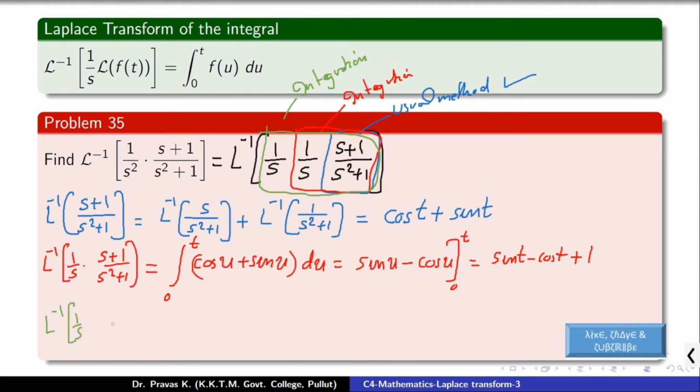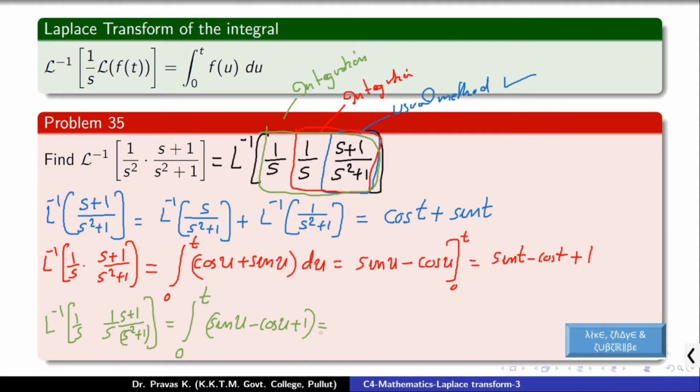Now how to do that problem? For that you just need to integrate the answer we just obtained from 0 to t, provided the variable has to be changed from t to u. That is, the answer is integral from 0 to t sin u minus cos u plus 1. Remember, you have to change the variable from t to u. So it is sin u minus cos u plus 1 du.